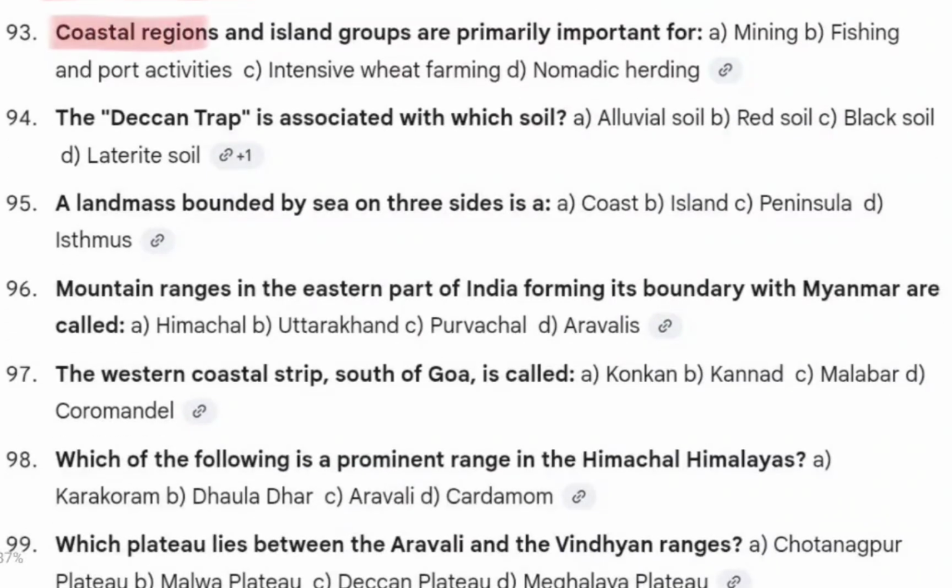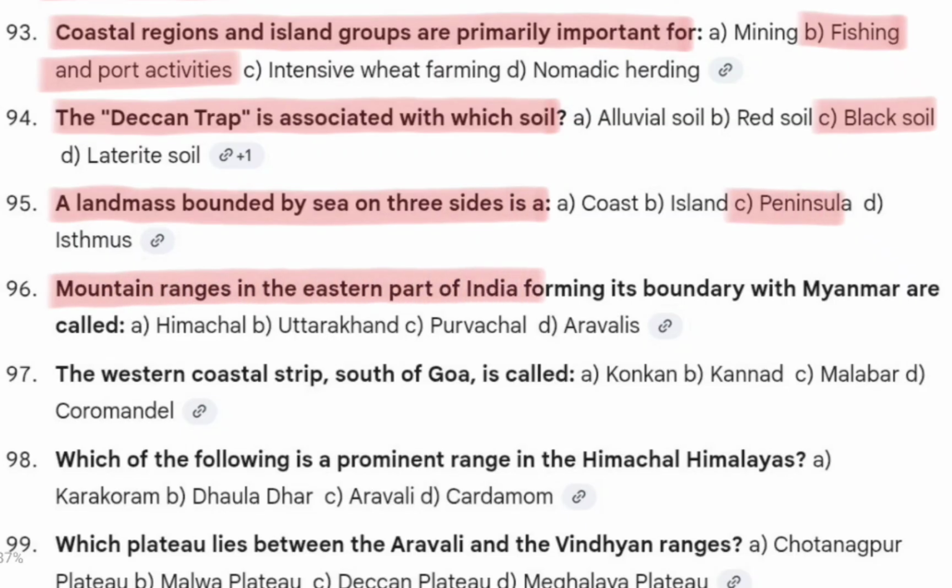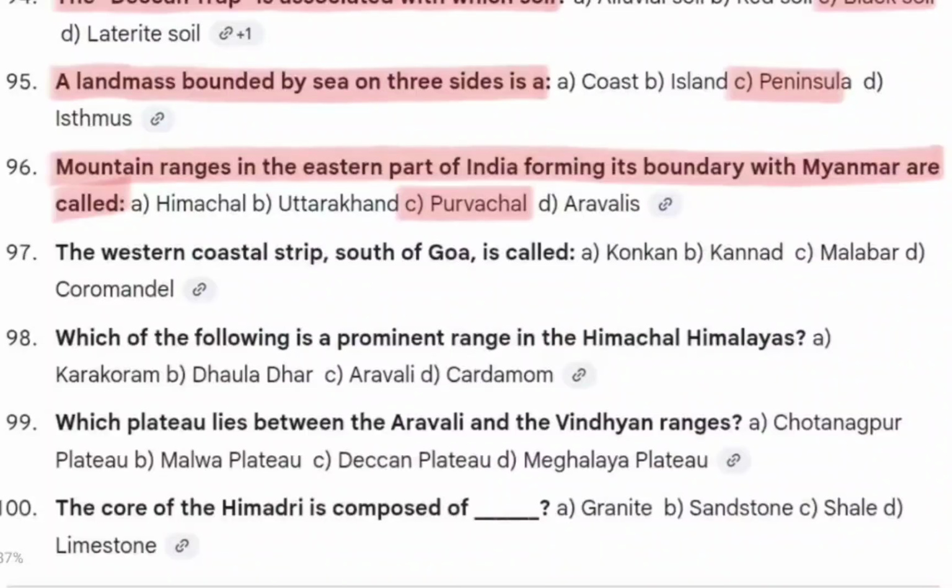Next question: coastal regions and island groups are primarily important for fishing and port activities. The Deccan Trap is associated with which soil? It is associated with black soil. A land mass bounded by sea on three sides is called a peninsula. Mountain ranges in the eastern part of India forming its boundary with Myanmar are called Purvanchal. The western coastal strip south of Goa is called Kanara.